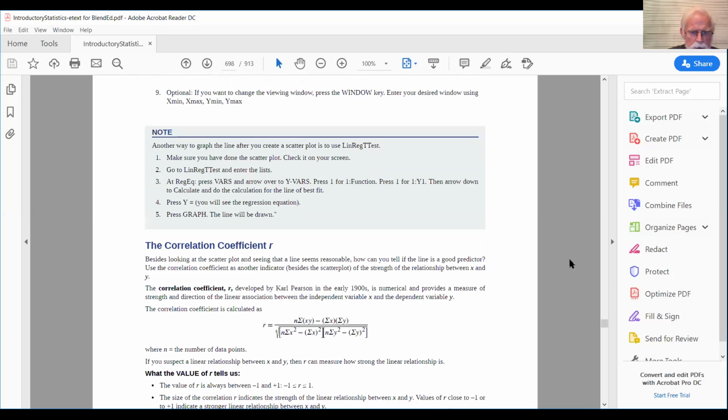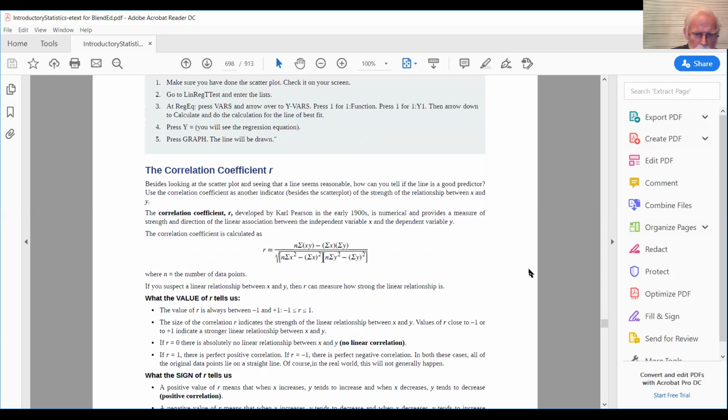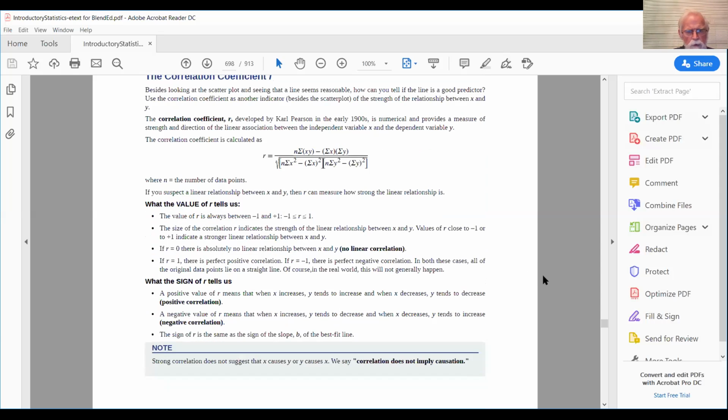Let's see if we can look at what's called the correlation coefficient now. The correlation coefficient is a measure of the strength and the direction of that linear association between x and y. There's a complicated formula for calculating it, which in the same way that I talked about before is best done using Excel for doing those calculations.